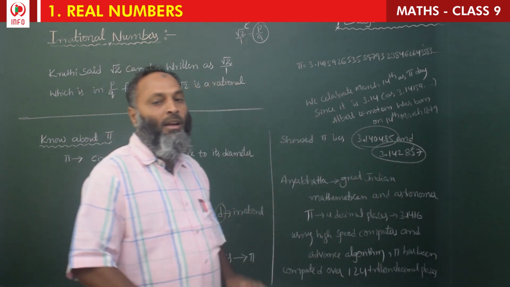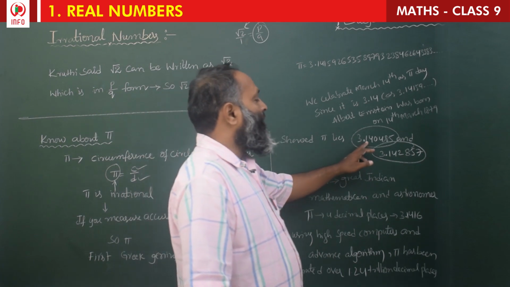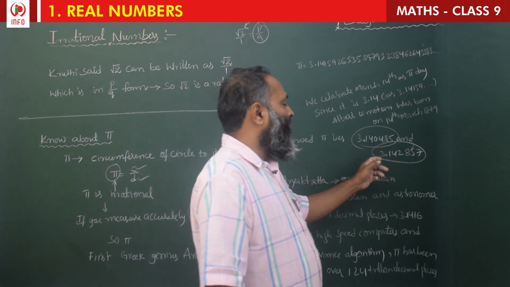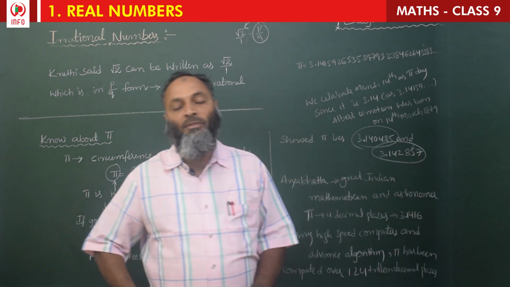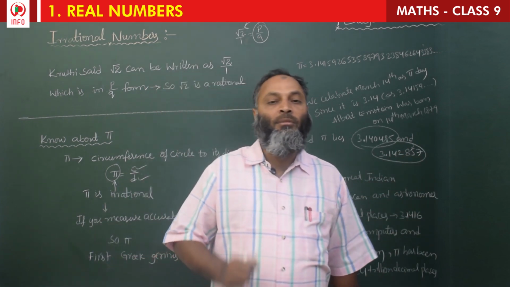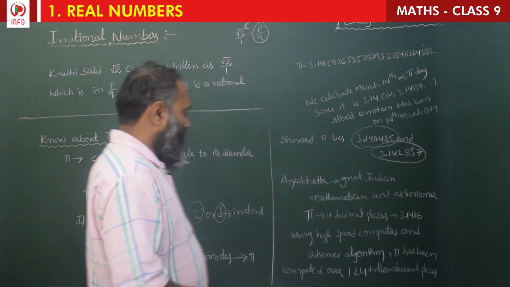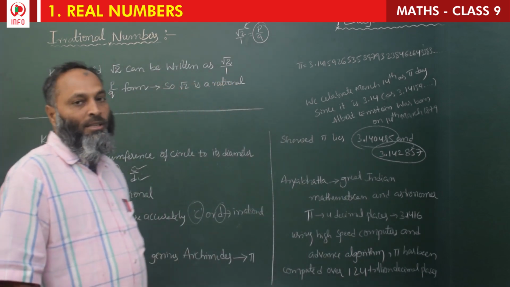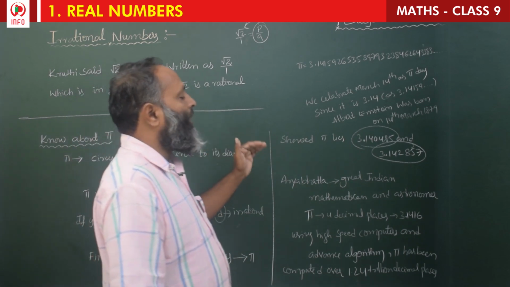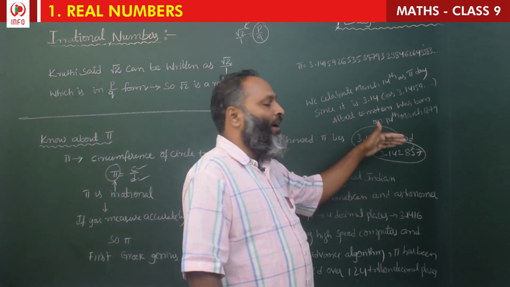The pi value is between 3.140485 and 3.142857. So, it lies between these two values. Which value? The pi value. Who found it? The great Greek mathematician Archimedes first found that the pi value is in between these two values.